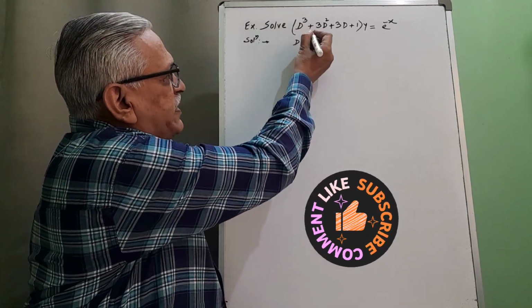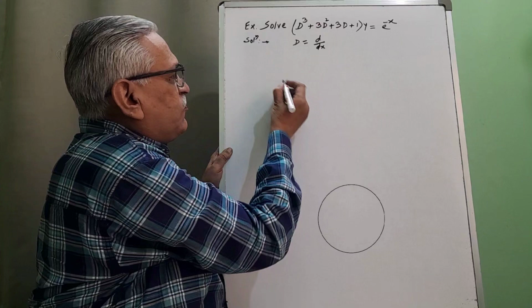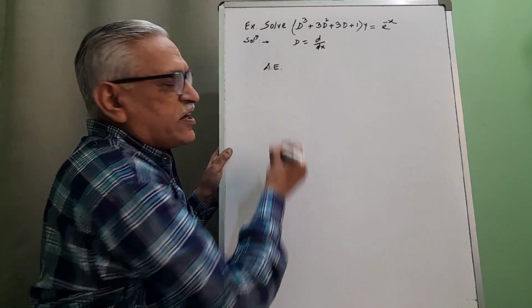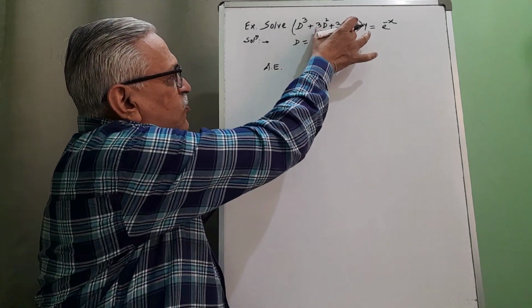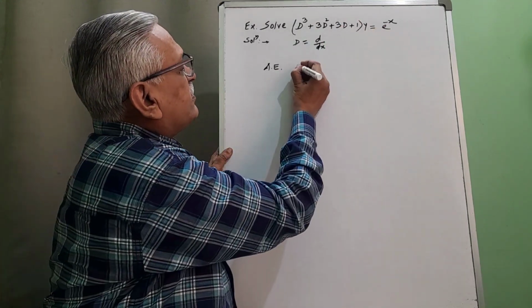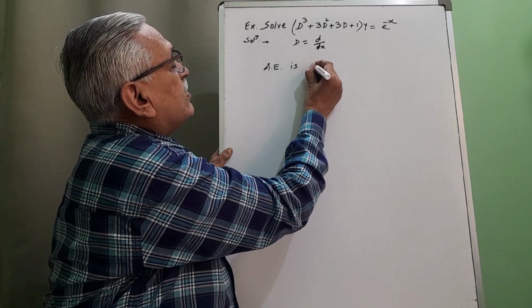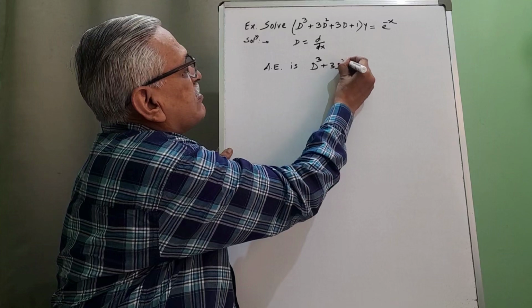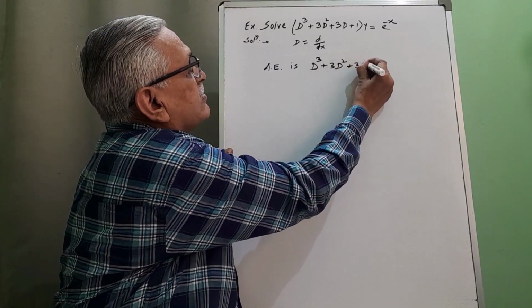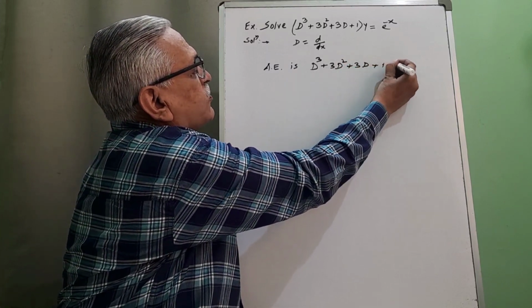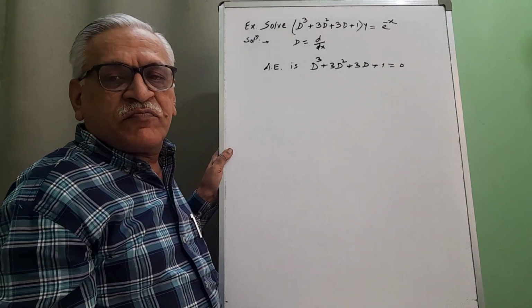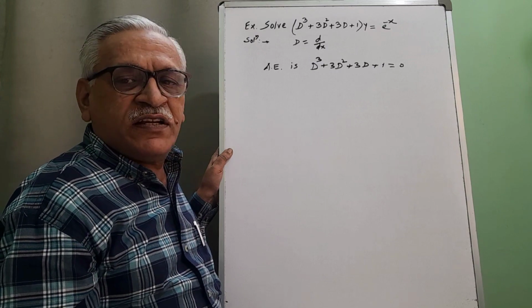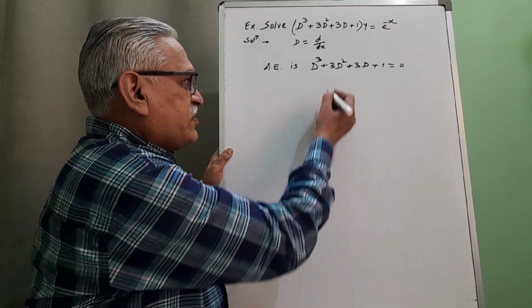To obtain its solution, first of all we have to write down the auxiliary equation. Auxiliary equation means equating this polynomial to 0, we get D³ + 3D² + 3D + 1 = 0. A cubic equation, which means when we solve it for D, we get 3 roots.